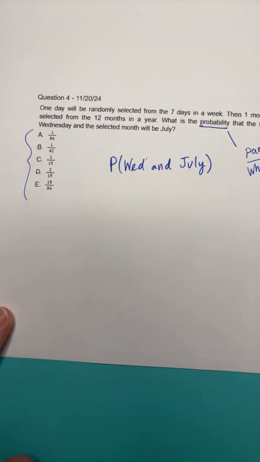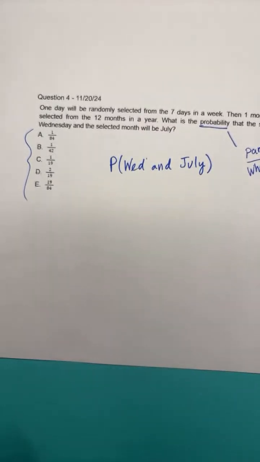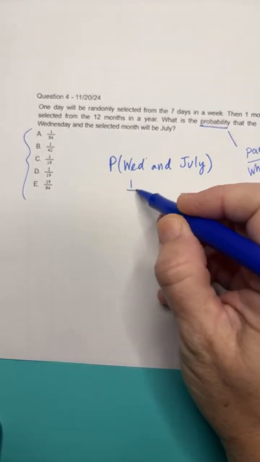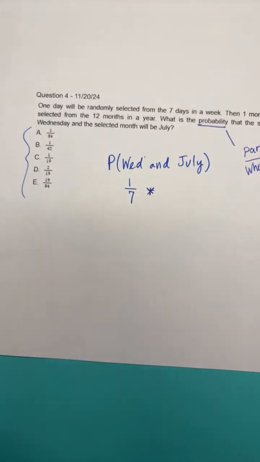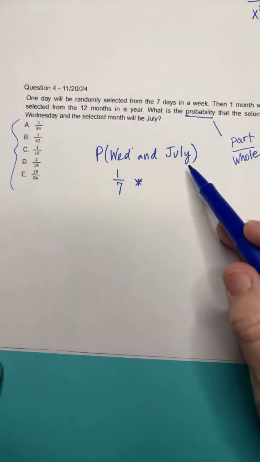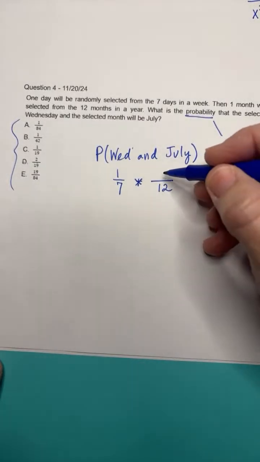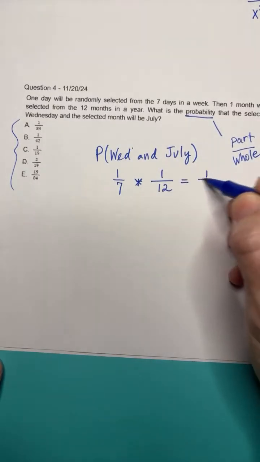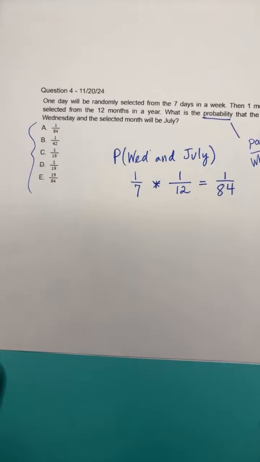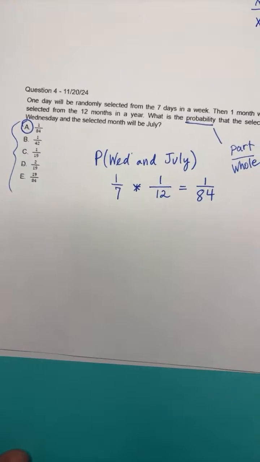Okay, so let's first say the probability of it being Wednesday. We know there are 7 days in a week, and with one day being Wednesday, the probability of that is 1 over 7. And we said these being independent events, we're going to multiply the probability of it being July. There are 12 total months and 1 July. So our probability of both of these, we multiply together, and we get 1 over 84, which is answer choice A. The probability of 2 independent events. But I'm going to say it's a Wednesday in July.